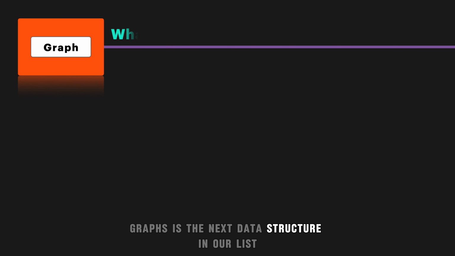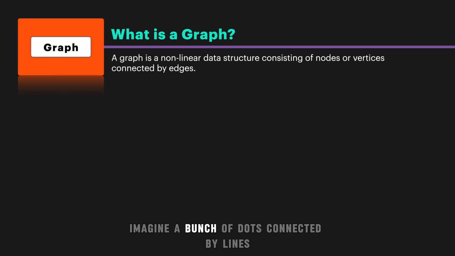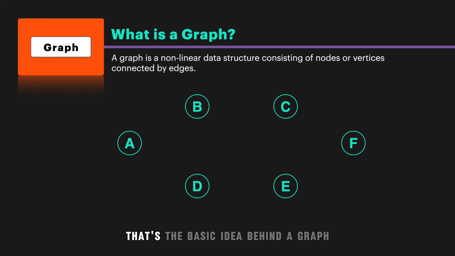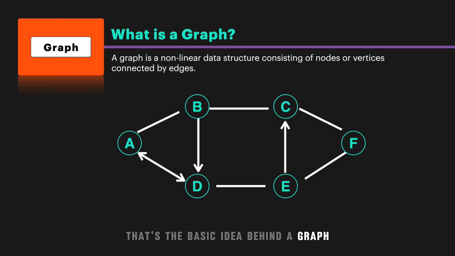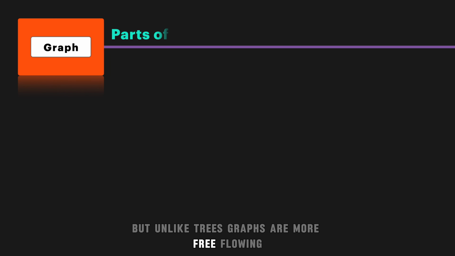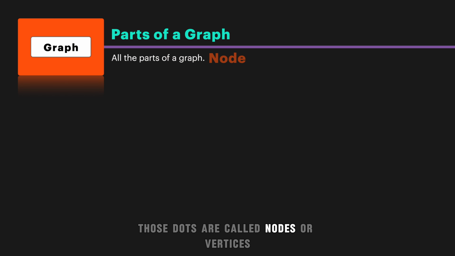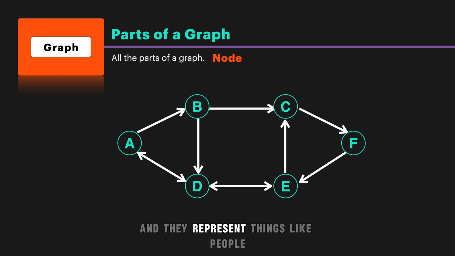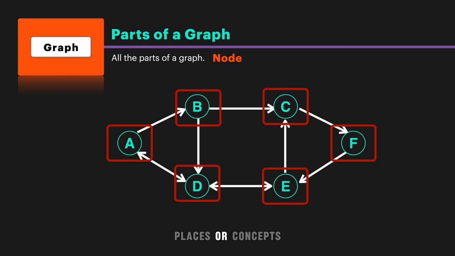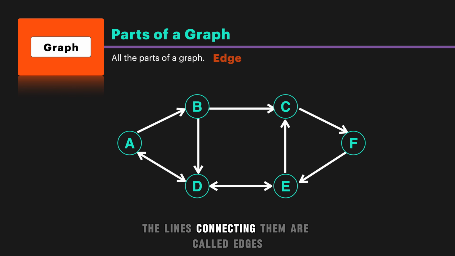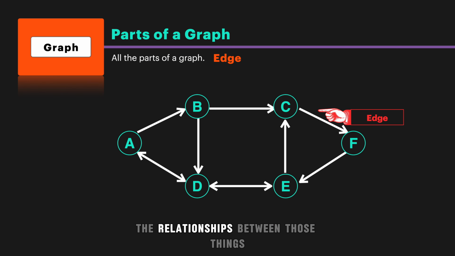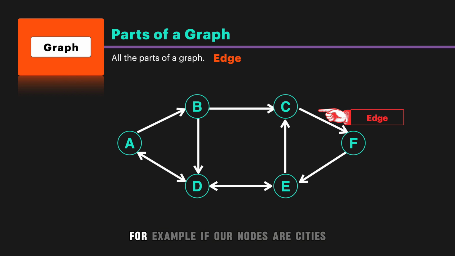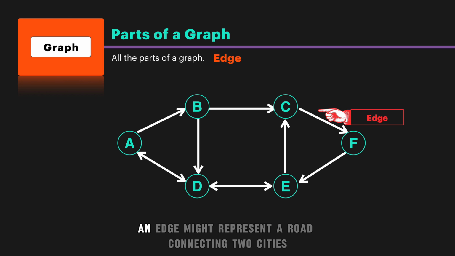Graphs is the next data structure in our list. Imagine a bunch of dots connected by lines. That's the basic idea behind a graph. It's another way to organize data, but unlike trees, graphs are more free-flowing. Those dots are called nodes or vertices, and they represent things like people, places, or concepts. The lines connecting them are called edges, and they show us the relationships between those things. For example, if our nodes are cities, an edge might represent a road connecting two cities.